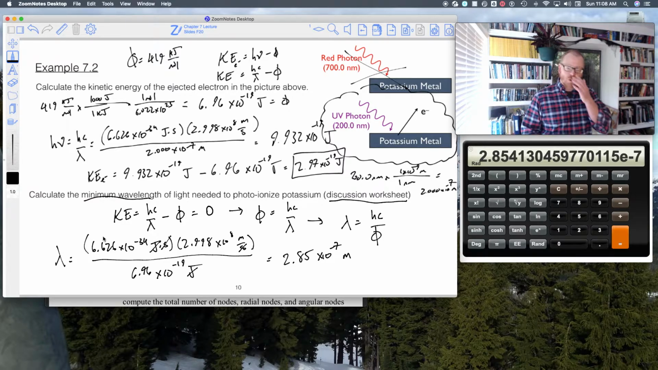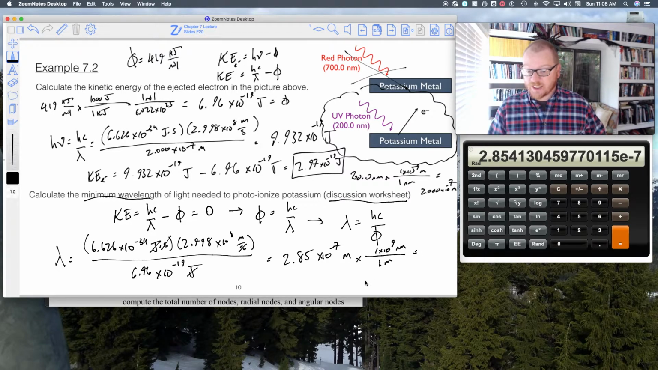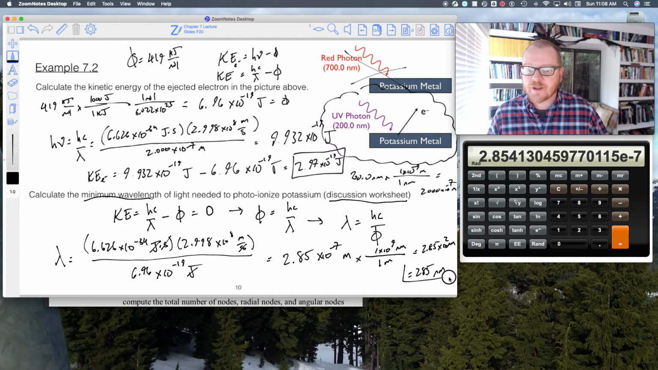So it didn't say what unit to convert it to, but when in doubt, converting to nanometers is always a good thing, so we can see what region of the spectrum we're in. So I know 1 meter is 1 times 10 to the positive 9 nanometers. And now this is going to allow me to just do exponent math, right? So minus 7 and positive 9 gives me positive 2. So that's 2.85 times 10 to the positive 2 nanometers. That's the same as 285 nanometers.